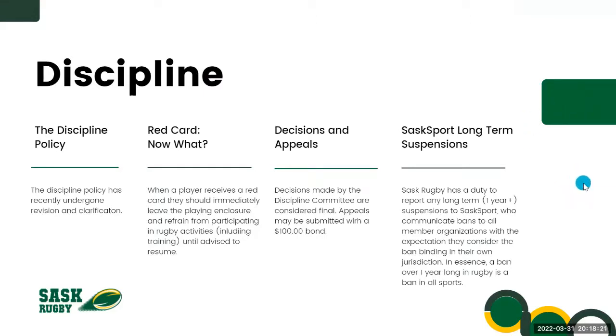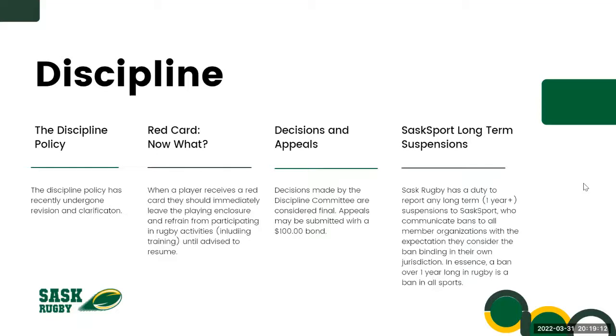This last point is not new, but it's kind of new to us. We at Sask Rugby weren't aware of this until we got notice of one in another sport, and now we are aware of it, and we'll of course be following it. So Sask Rugby, as a member of Sask Sport, has a duty to report any long-term suspensions to Sask Sport. Long-term is considered 12 months plus. And what Sask Sport does is communicate those long-term bans to all member organizations of Sask Sport. What that boils down to is if you've got a 14-month ban in rugby, you are also banned from every other sport that Sask Sport governs, which is pretty much all of them, which is pretty significant.